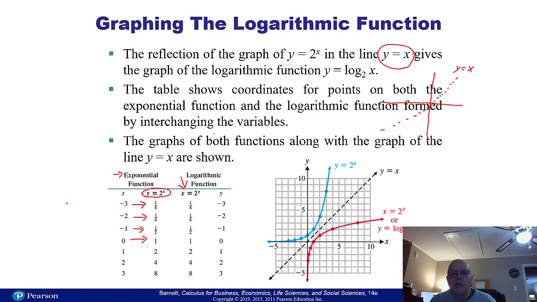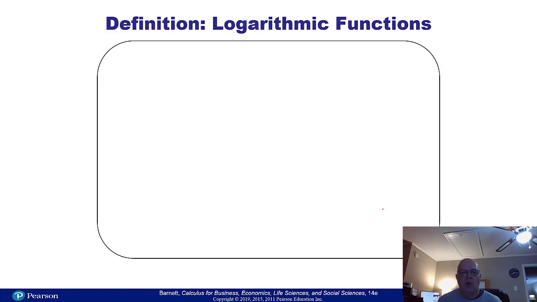This right here is the original exponential function. This over here is the logarithmic function right there. Notice that if you took this graph and flipped it along y equals x, you would end up with the blue graph, and vice versa. Take the blue graph, flip it over y equals x, and you get the red graph. One-to-one functions have inverses.